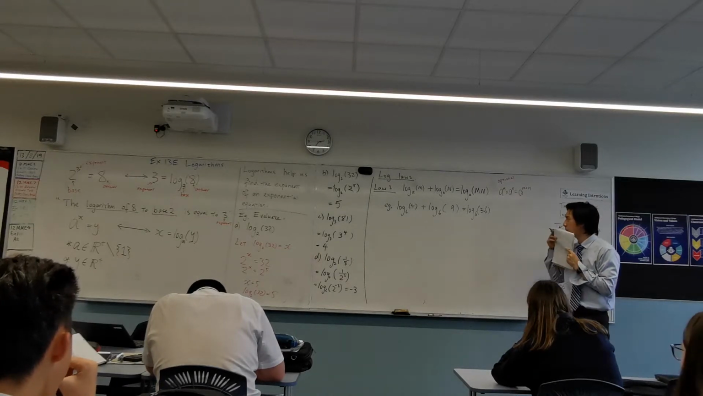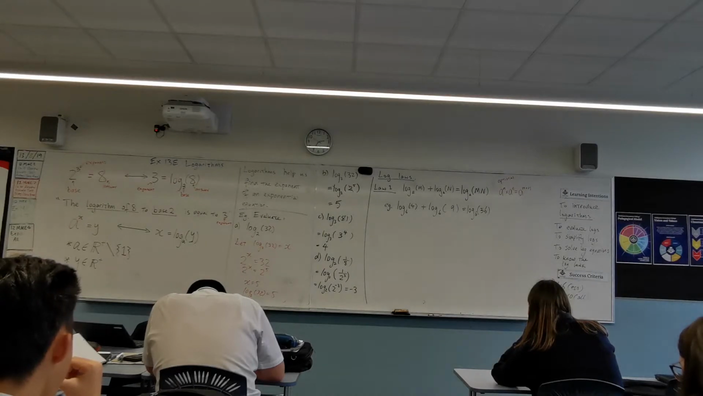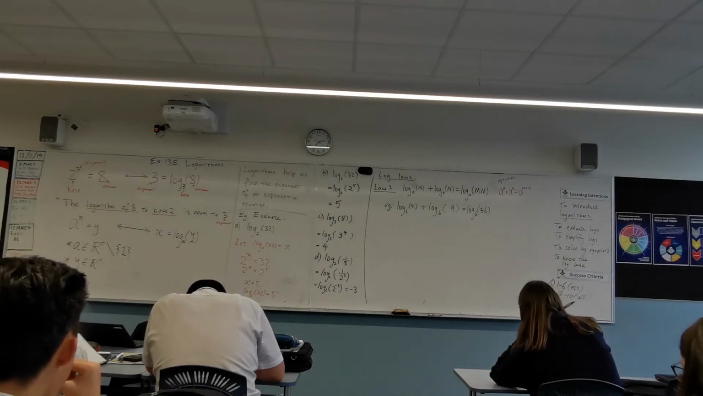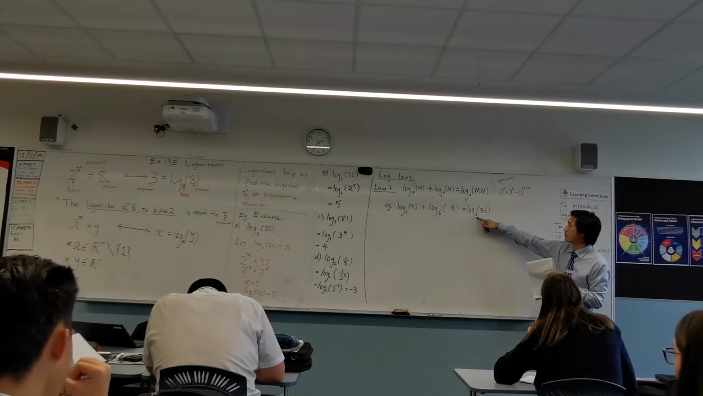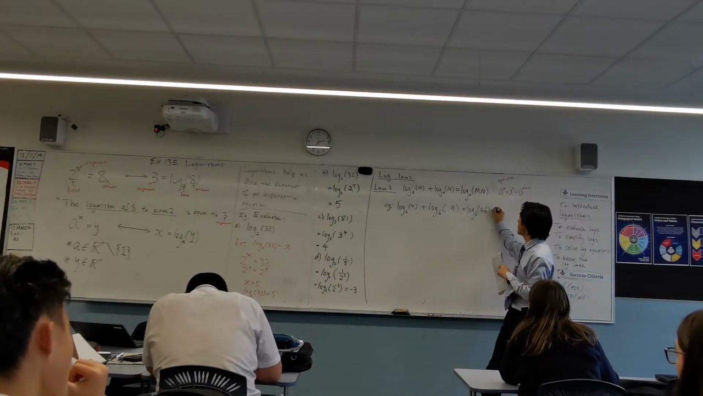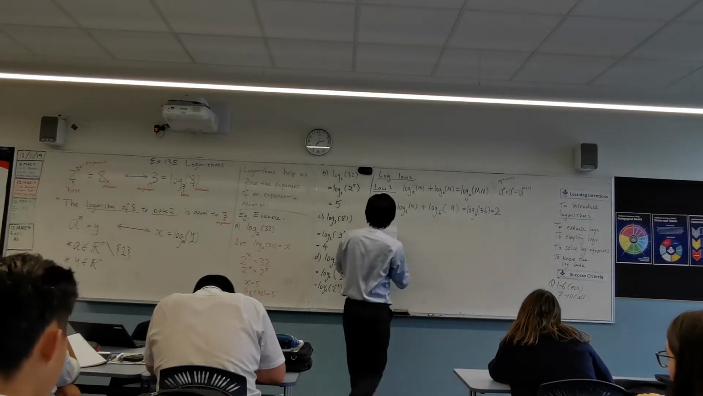What would it be? 2. Why 2? 6 squared. The base to the power of 2 is equal to 36, and the answer would be 2. Okay, that's where log laws help us. Law 2.